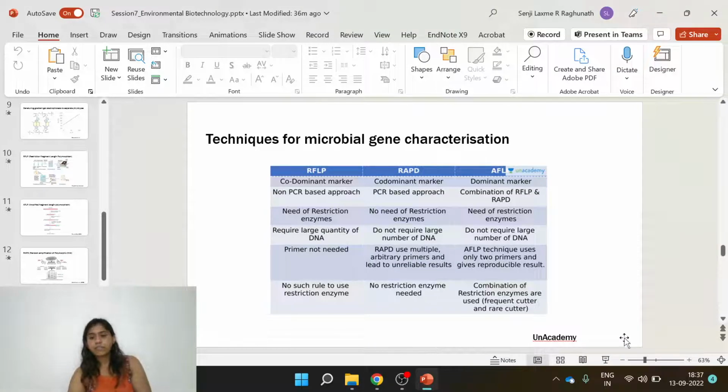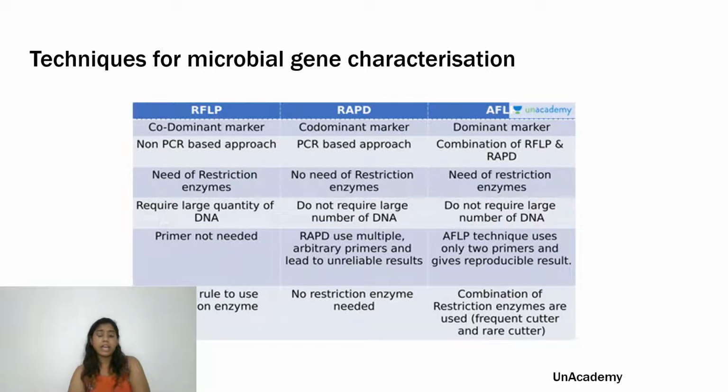Yeah, in the case of AFLP, we need to use a frequent cutter and a rare cutter. A rare cutter is something that cuts at long distances in a larger sequence, and a frequent cutter is something that cuts after very few sequences. In case of RAPD, we don't need any restriction enzyme at all. And here in AFLP we are just using two primers in comparison to RAPD, which uses multiple primers. So in comparison to RFLP and RAPD, AFLP is superior, combining the advantages of both.